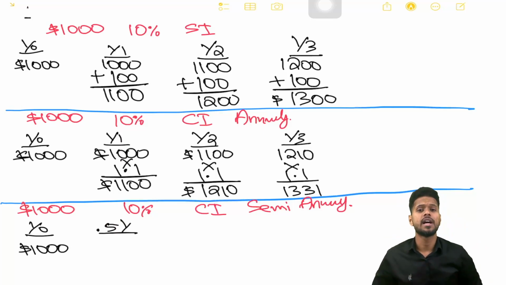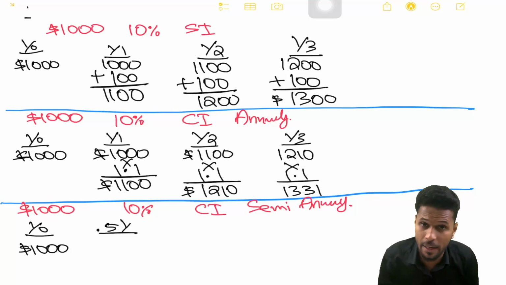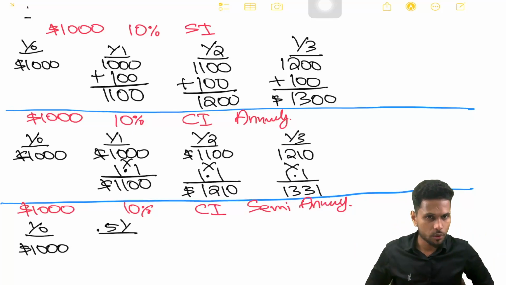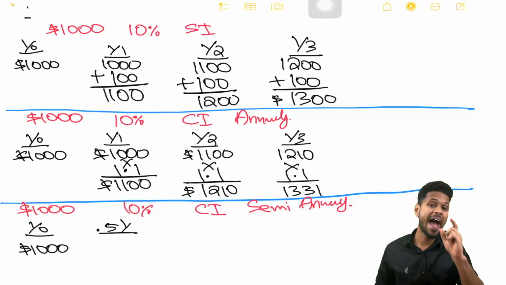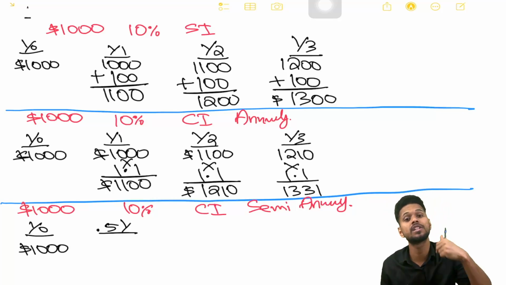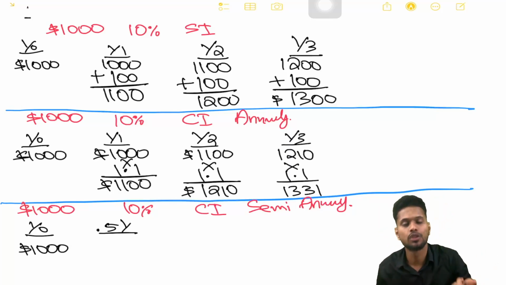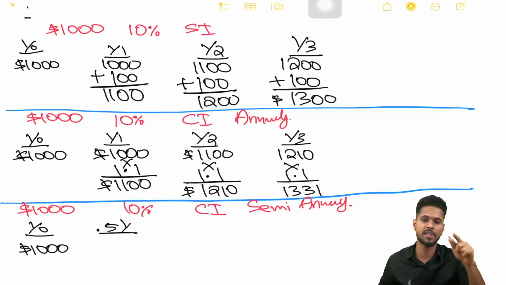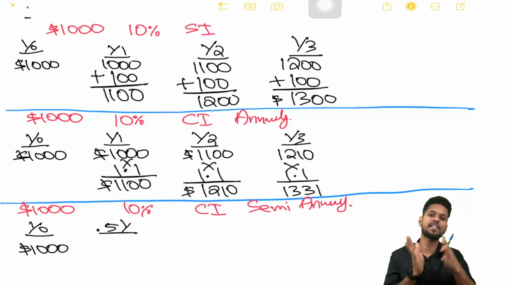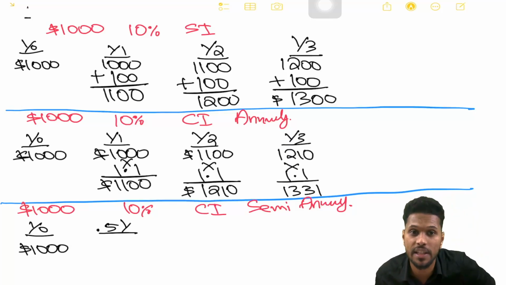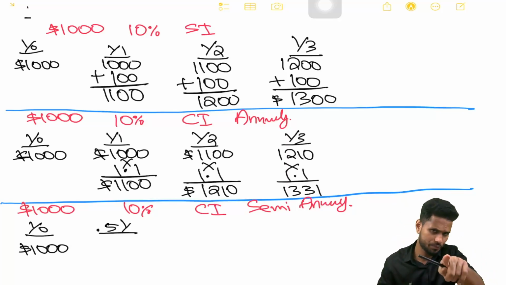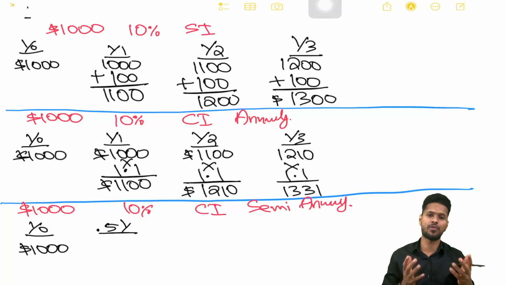Always remember one thing: in your calculations or in your examination questions, the percentage will be given as an annual rate, but here it is semi-annually. Semi-annually means half yearly. So 10% is for a year, and for a half year you should take half the rate. So 10 divided by 2 is how much? 5%. So 5% and 5% make a total of 10% in a year. So for a half year, 10 by 2 is equal to 5%.